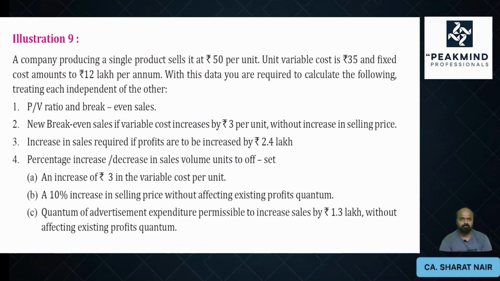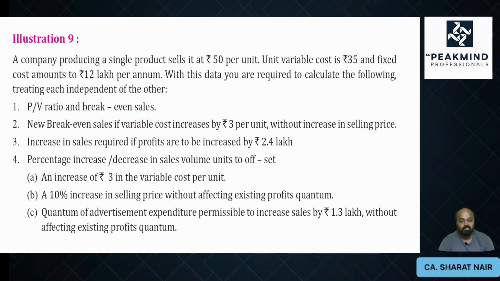Here they mentioned that a company is selling some product and the selling price is 50. Currently its variable cost is 35. Fixed cost is 12 lakh. Now with the given data, they are asking us to find out, considering all independent cases: first, compute your PV ratio and break-even sales. Second, revised break-even sales if your variable cost further increases by 3 rupees.